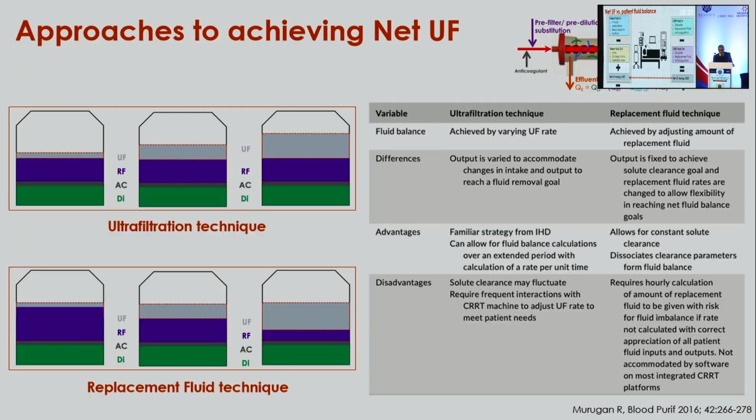And therefore, when we are considering patient fluid balance, we have to take all their inputs and all their outputs into account. Now, to achieve this net ultrafiltration, we have essentially two strategies. The first is the ultrafiltration strategy, wherein we prescribe a certain effluent dose at the outset, which will give us a requisite dialysate or replacement fluid or anticoagulation dose, and then we vary the UF rate to achieve our fluid goal. The good side of this is that it is easy: you just need to dial in one rate and keep changing that rate.